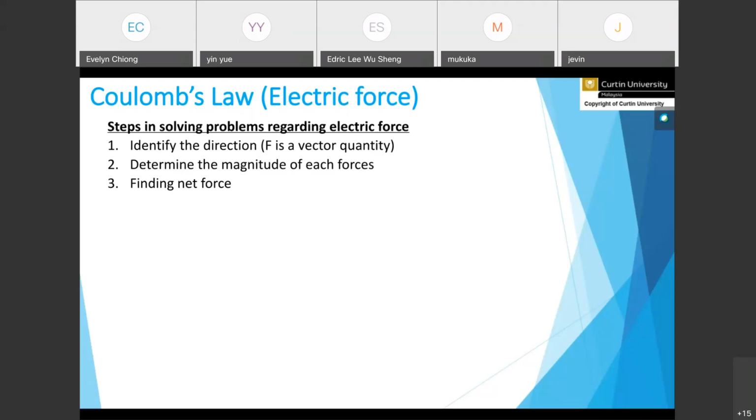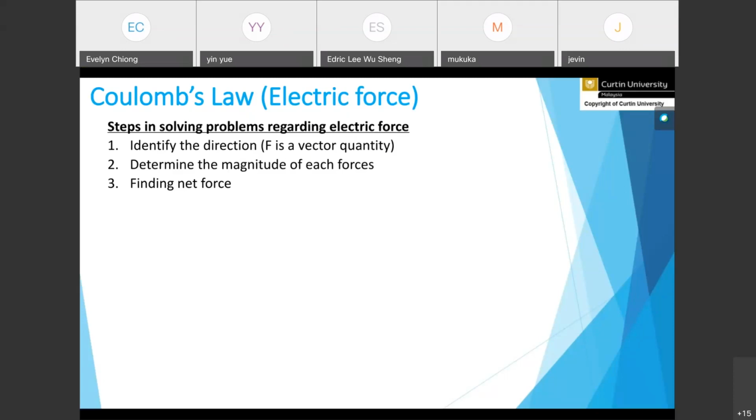Then we determine the magnitude. When you are calculating the magnitude, no need to consider the direction first. After calculating magnitude, then we determine the direction, whether to the right as positive or to the left as positive, or up or down as positive. Okay, then we calculate the net force. This is how we calculate for a vector, especially if they are not directly on the vertical or the horizontal axis. Okay, if they are at an angle.